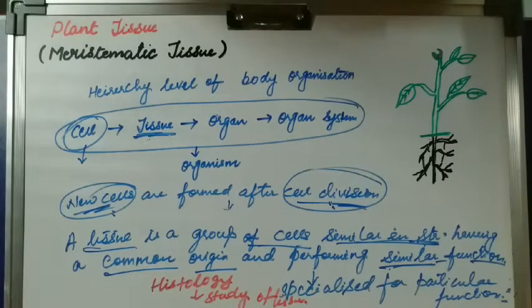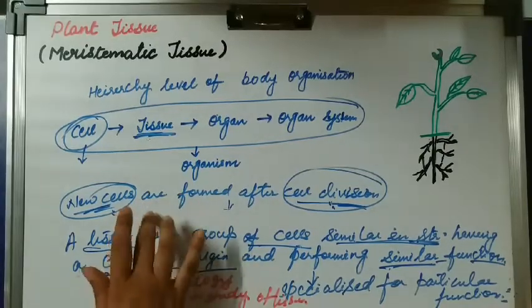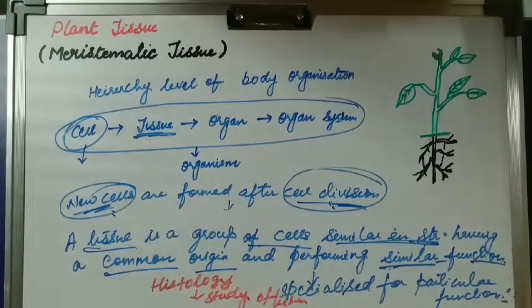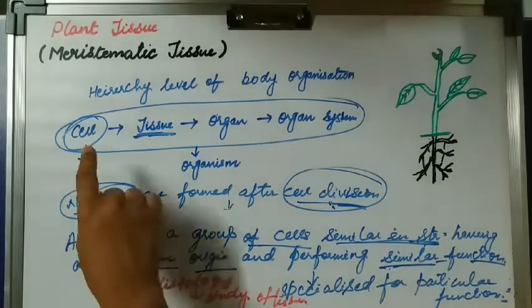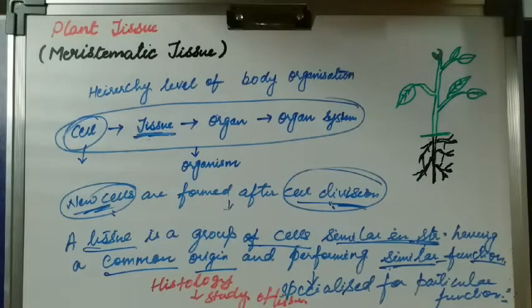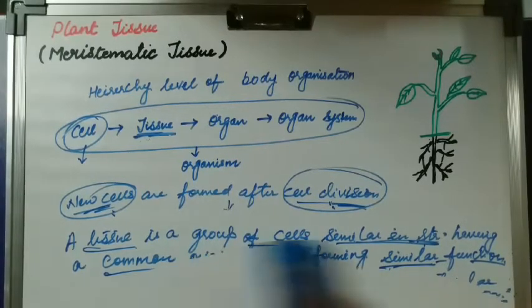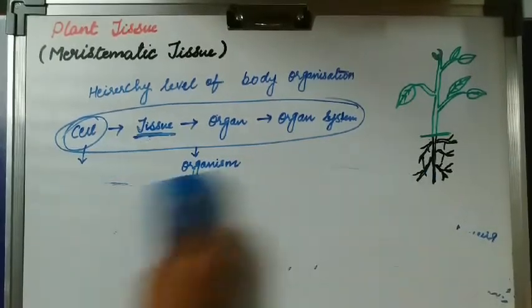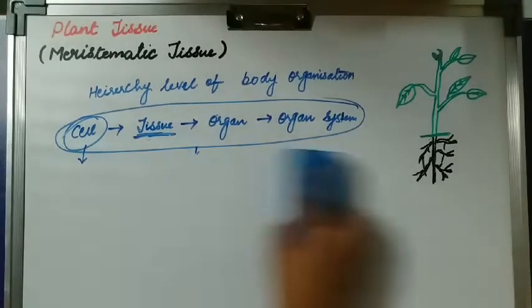Now, the question is that these unspecialized cells, after the cell division, become modified and specialized for performing a specific function. How? How come this happens? Think for a while about how this happens.